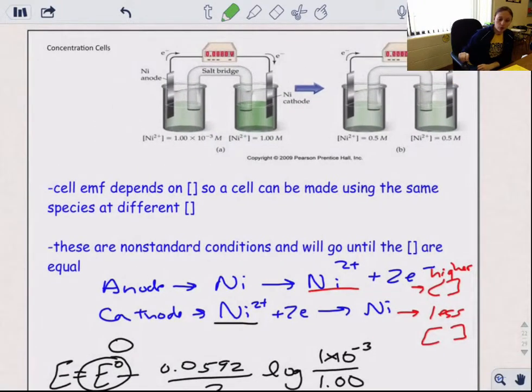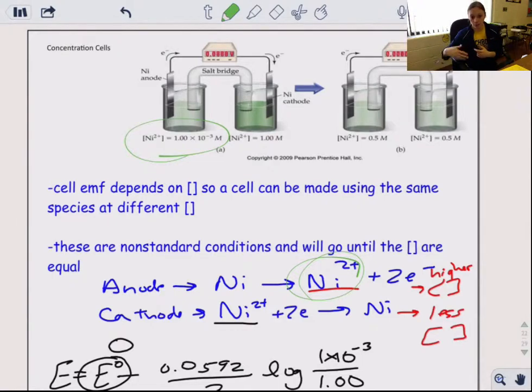At my anode, I have nickel going to nickel 2+ plus 2 electrons, which makes sense. At my cathode, I have nickel 2+ going to nickel, because it's being reduced. Now the question is, how do we know which numbers to put where? Your anode has to be the one with the smaller concentration, because my anode is going to produce more nickel ions, putting more Ni2+ into my solution so my electrons can move around. So that concentration becomes higher, and that has to be my anode.